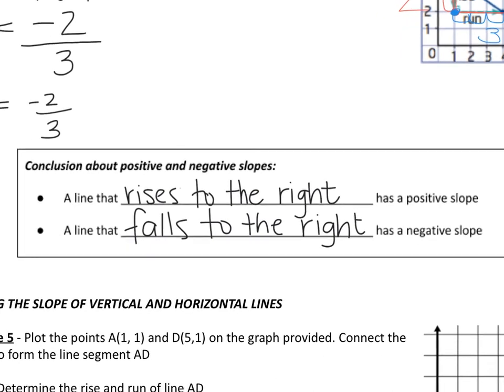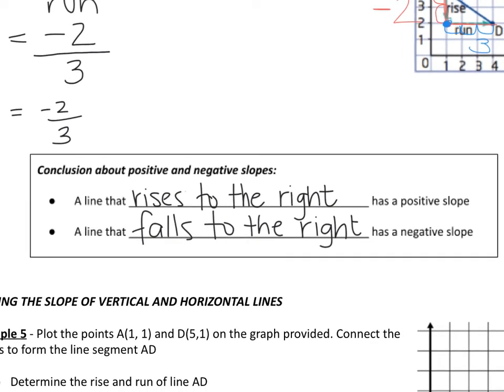So just to quickly summarize, our conclusion about positive and negative slopes: any line that rises to the right or is moving in an upwards direction from left to right will always have a positive slope. A line that falls to the right or is moving or slanted in a downwards direction when you scan your page from left to right, that line will always have a negative slope.